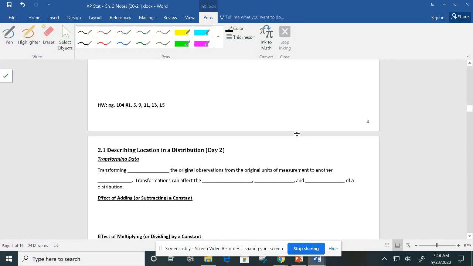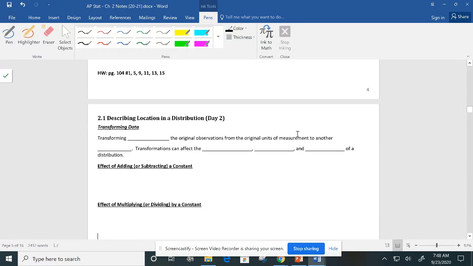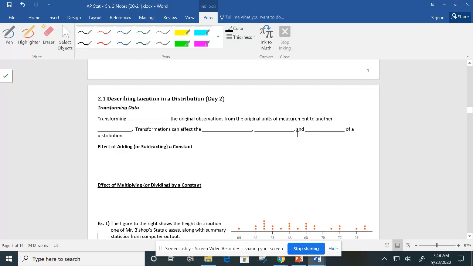Final thing in this section that we have to talk about is transforming data. Okay, so transforming data is another thing that we have to deal with. It's kind of separate from our discussion of z-scores and percentiles. So transforming converts the original observations from the original units of measurement to another scale. Transformations can affect the shape, the center, and the spread.